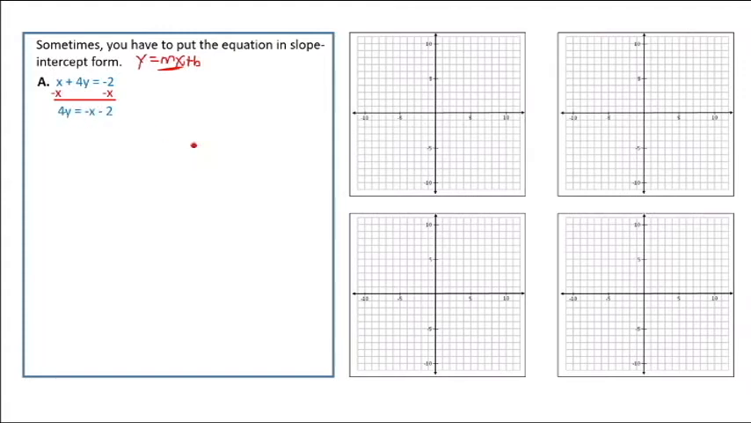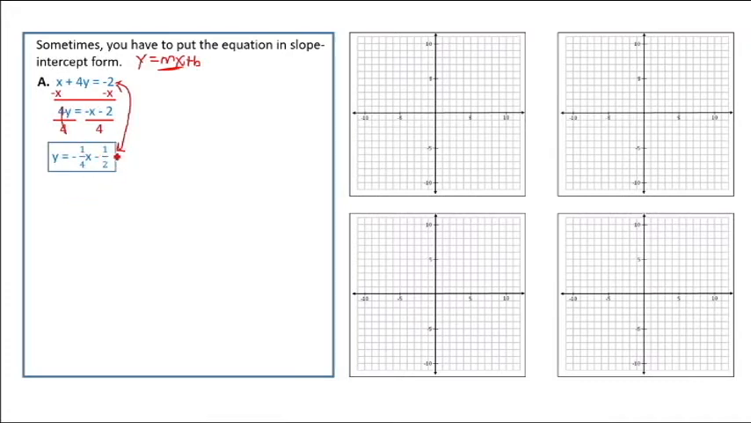The next thing I need to do is get rid of that times 4. So I'm going to divide both sides by the 4. Remember, 4 divided by itself is a 1, leaving me with just y. And then don't forget, I have to divide both of these by the 4. -1 divided by 4 is -1/4 times x, minus 2 divided by 4 is 1/2. That is your slope-intercept form for this linear equation. This equation and this equation mean the exact same thing. We've just rearranged it to look slightly different.